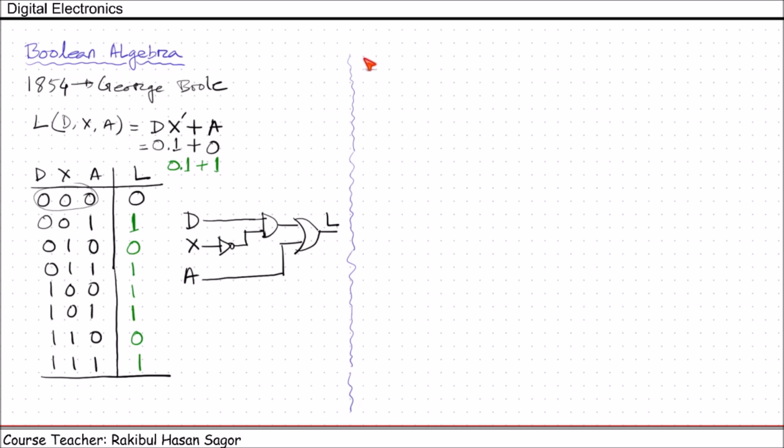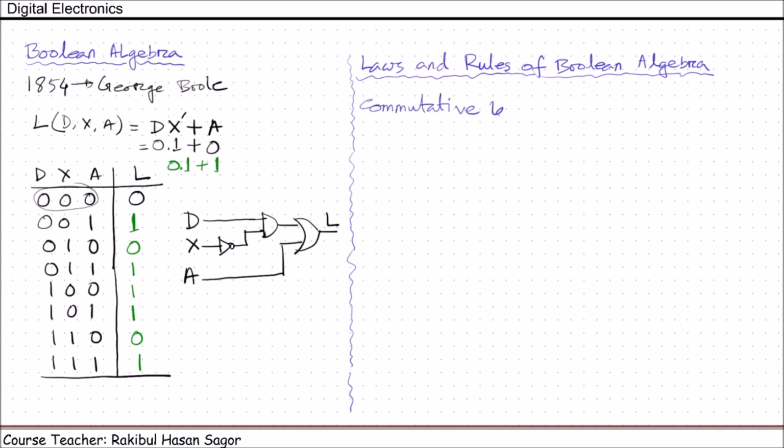Now let us see some laws and rules of Boolean algebra. First of all, we have commutative laws. We have two types of commutative laws: the commutative law for addition and the commutative law of multiplication. For two variables, we can write A plus B is equivalent to B plus A. Both will give us the same output, and also AB equals BA. This is the commutative law for addition, and this is the commutative law for multiplication.